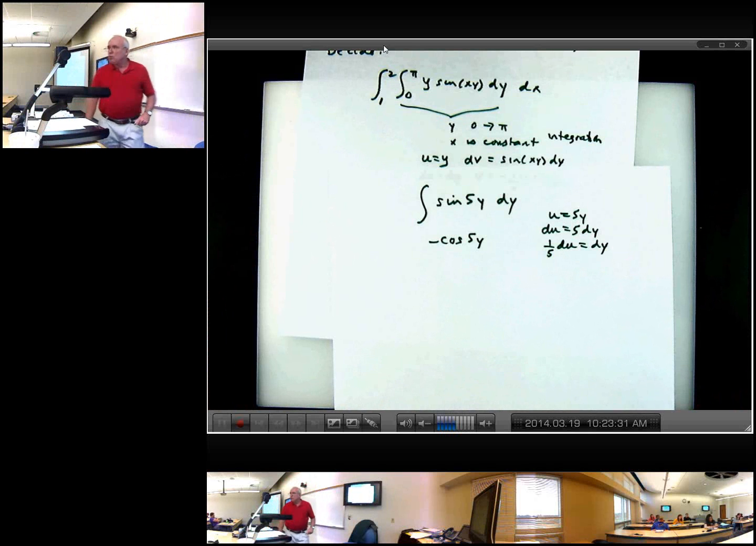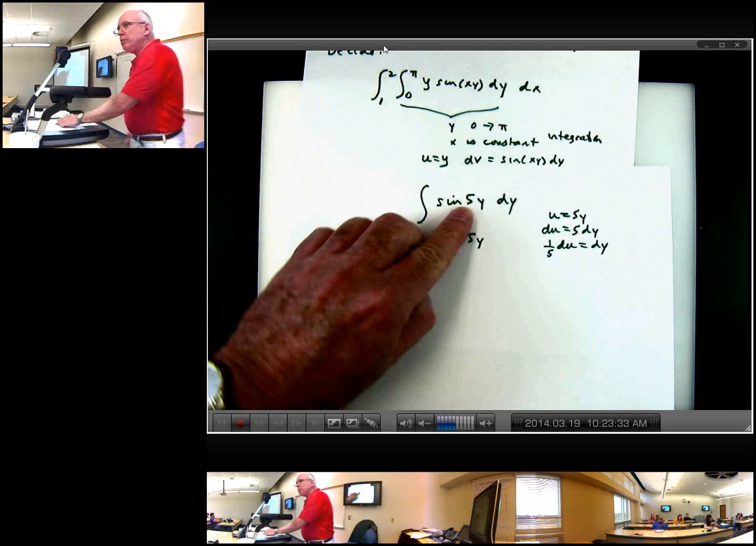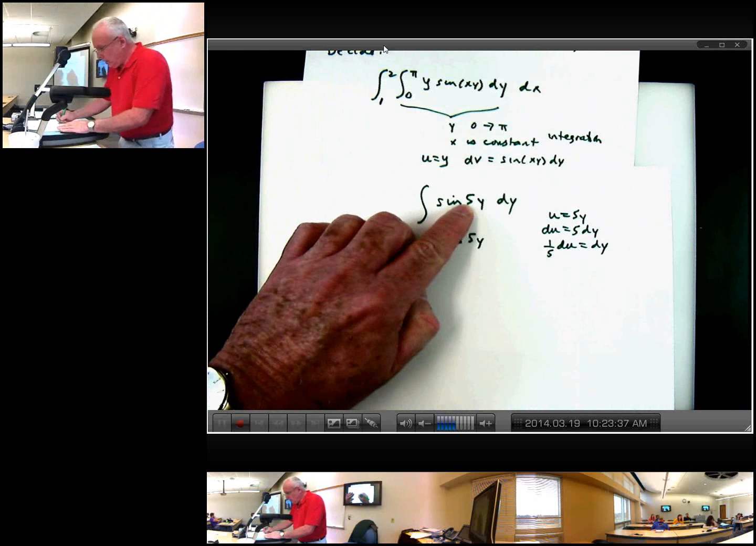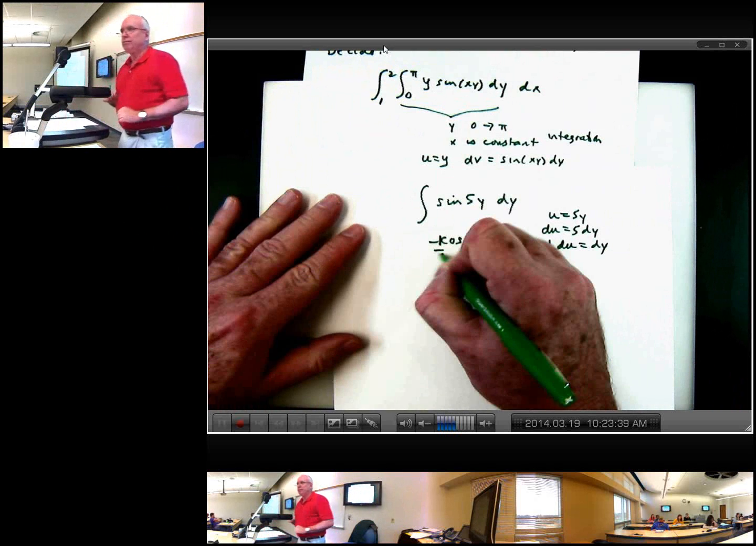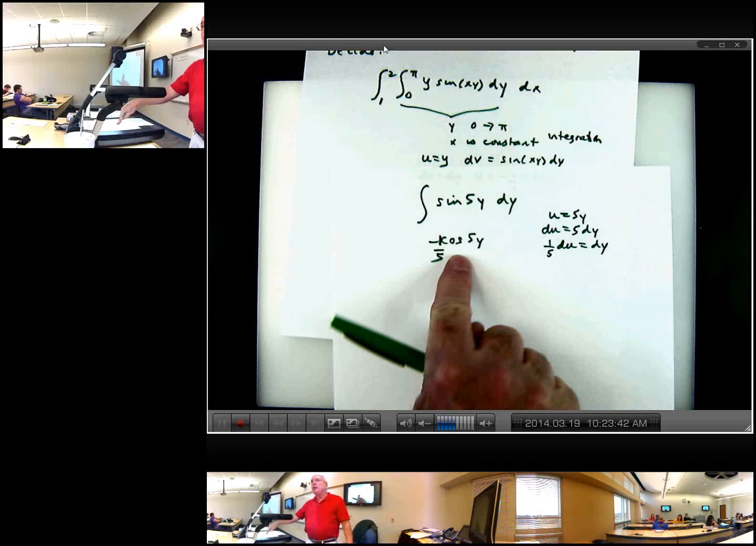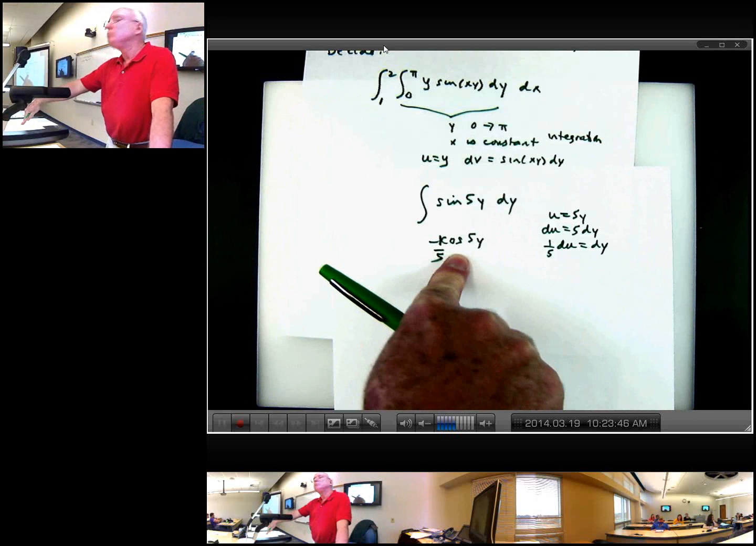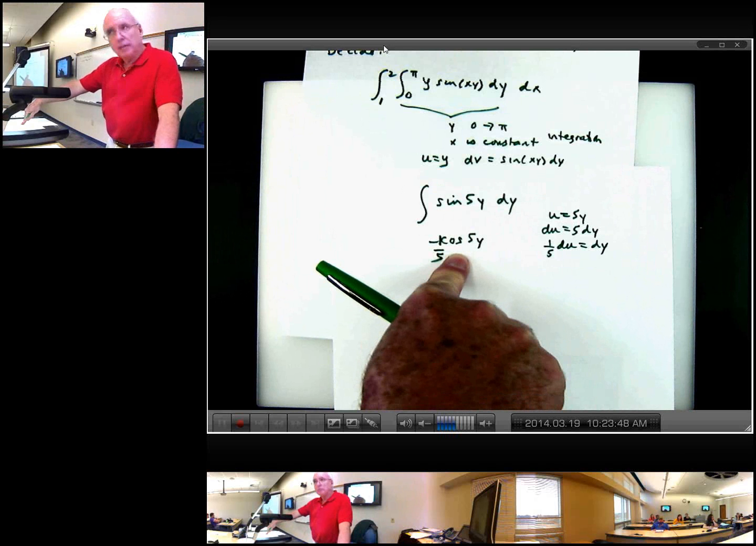But the fast way is take that number that's multiplying the y and divide by it. So that's 1 over 5. You can check your answer. How do you check your answer? How do you check an antiderivative? Take the derivative of it.